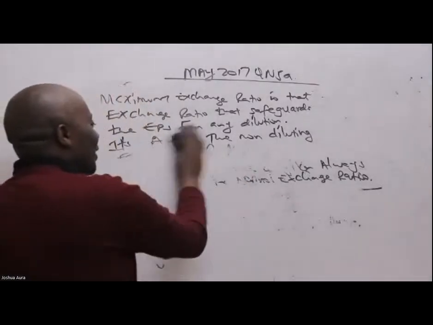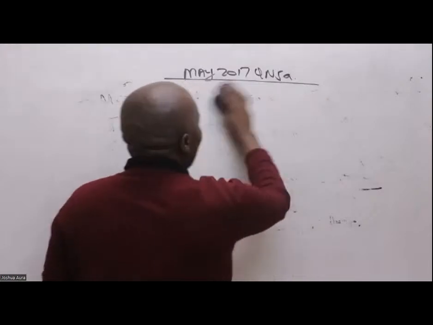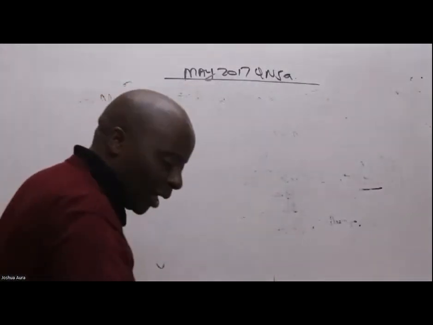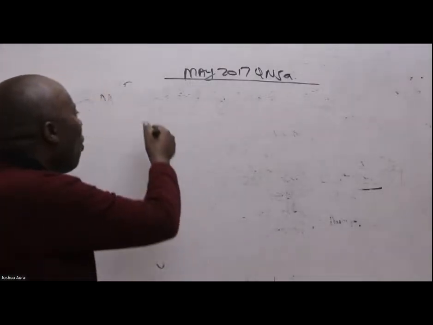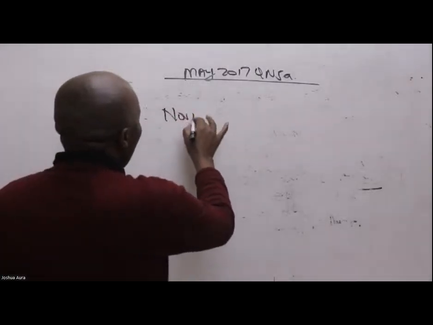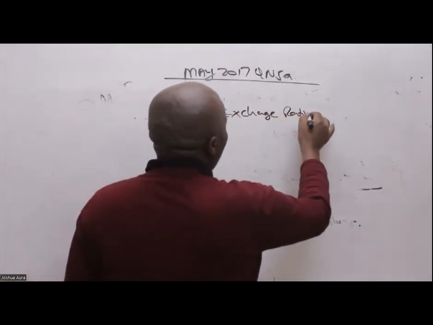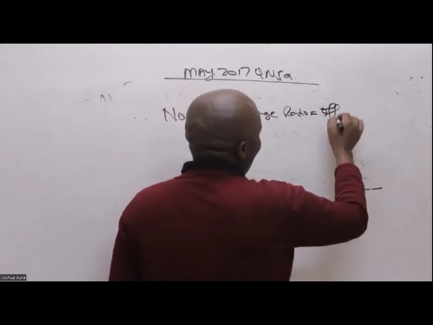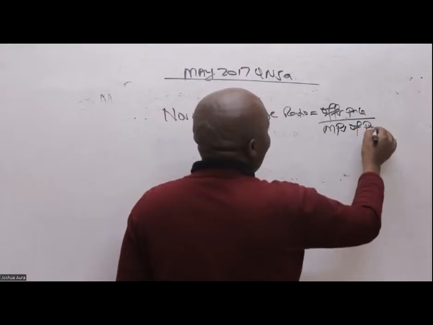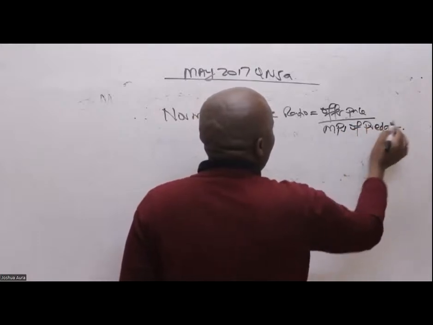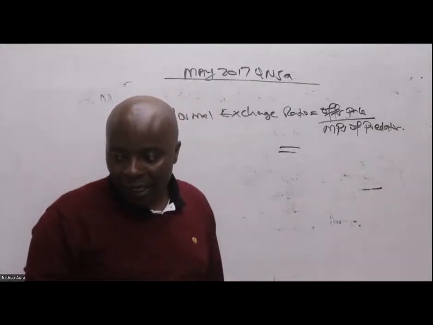Great. So in this question here, an offer price of Kenya shillings 20 is given. And therefore, our normal exchange ratio will be the offer price all over MPS of the predator.